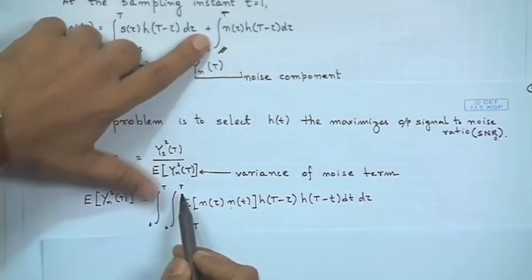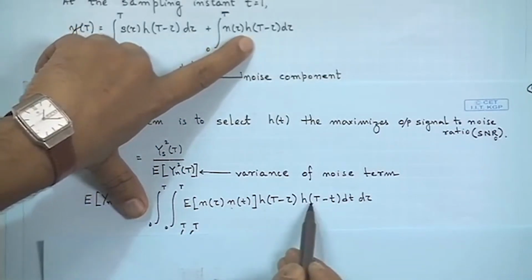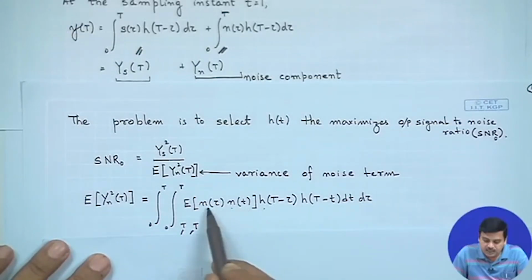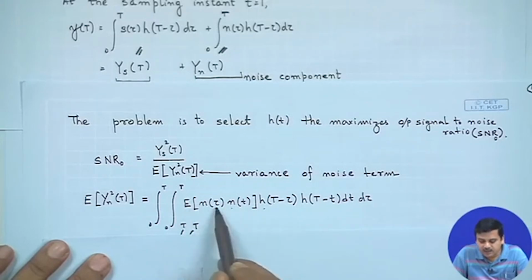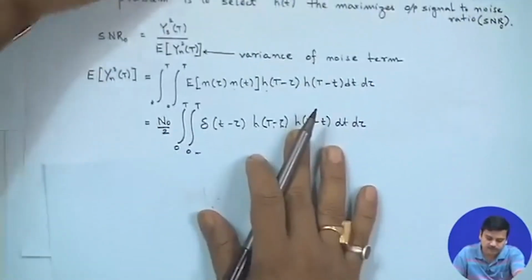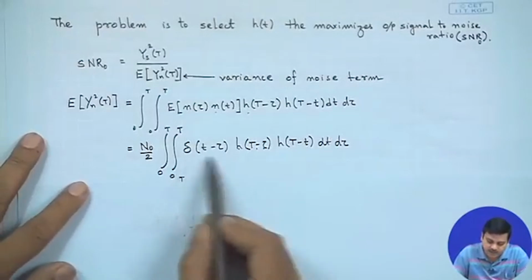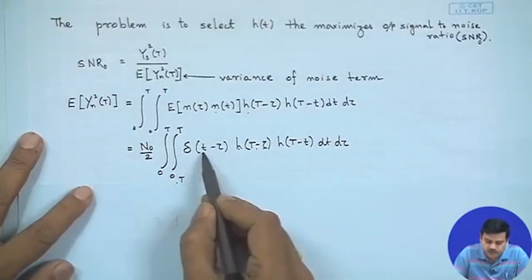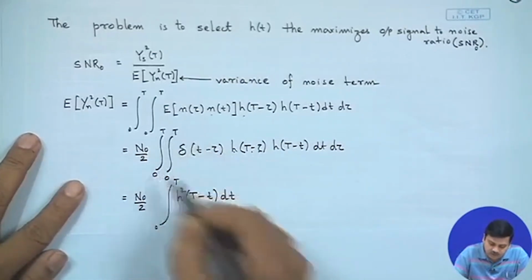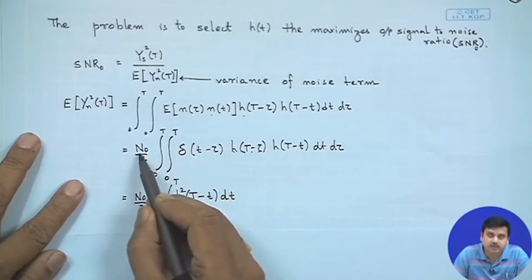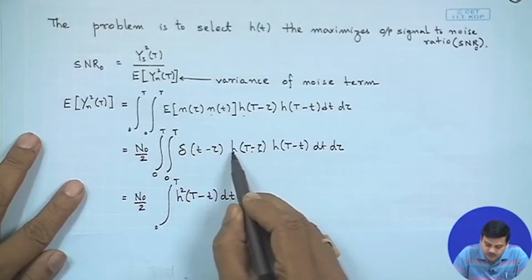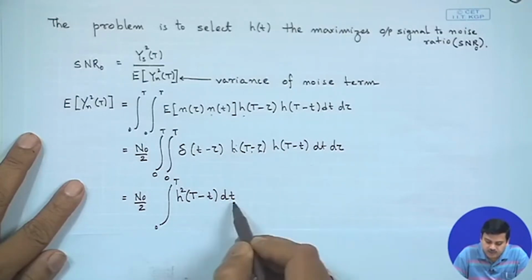So, in the double integral, we have 2 n's and we have 2 h values, and E will not apply on h, it will apply on n, and you can guess the result, n t n tau will be delta t minus tau. Delta t minus tau would mean it is non-zero only for t equal to tau, where it is equal to 1, and you have n naught by 2, a standard result which we have been using. So, t equals tau would keep us with h squared of t minus tau dt.